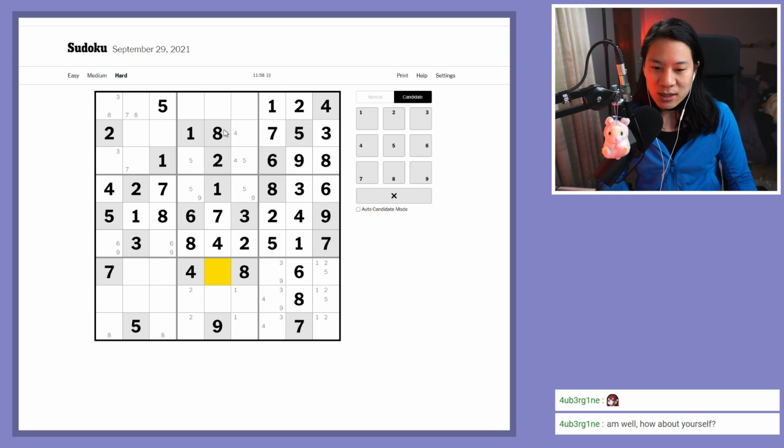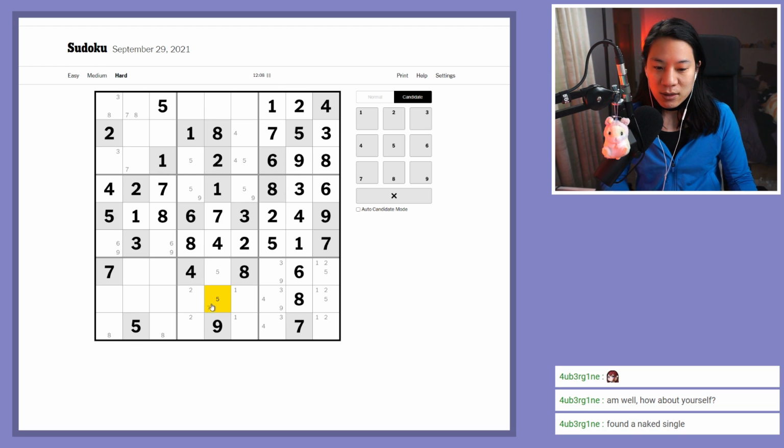3, 6, and 5. That's annoying. We've got five up there, so it's 3 and 6. So that means the fives can only go in these two cells then. Yes, it does. Found a naked single.